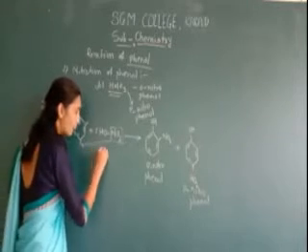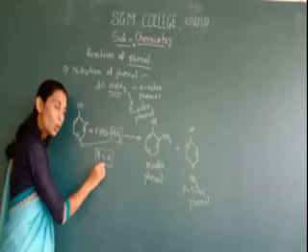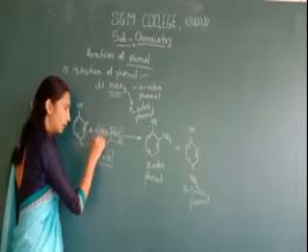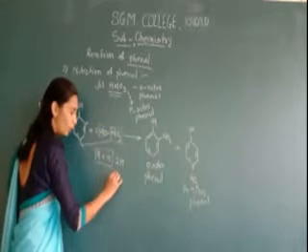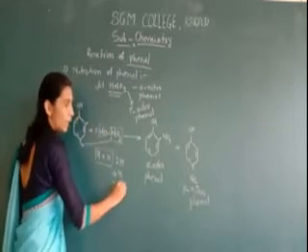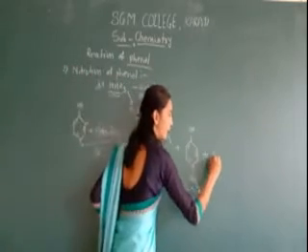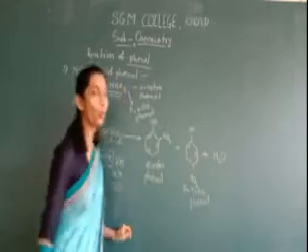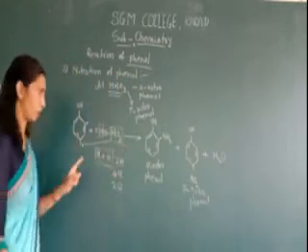Now, what are the byproducts? These are 2 H, and in these 2 H, how many H? 4 H and 2 O. The byproduct produced here is H2O. Very simple reaction.